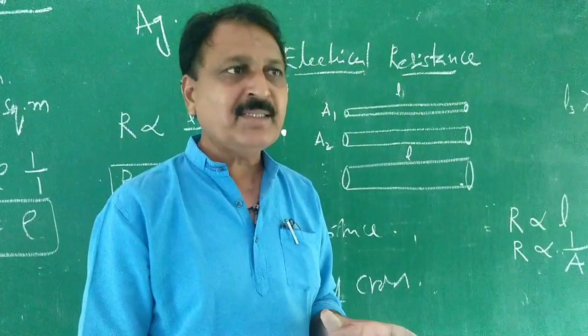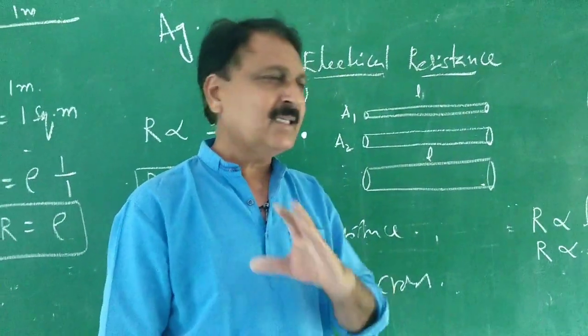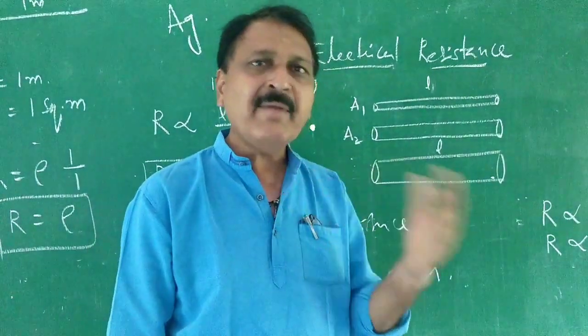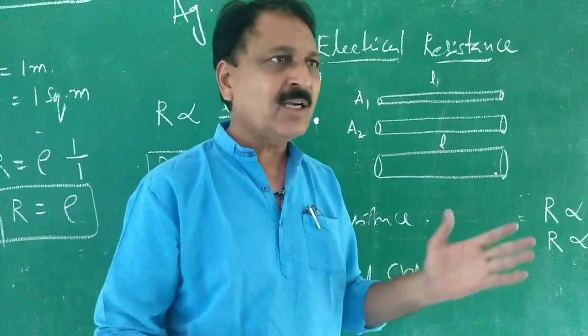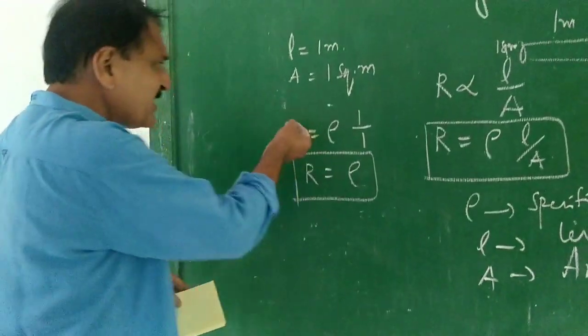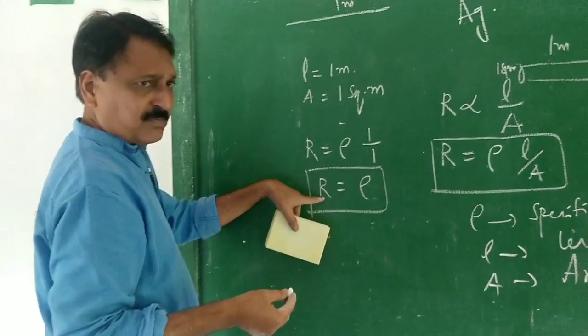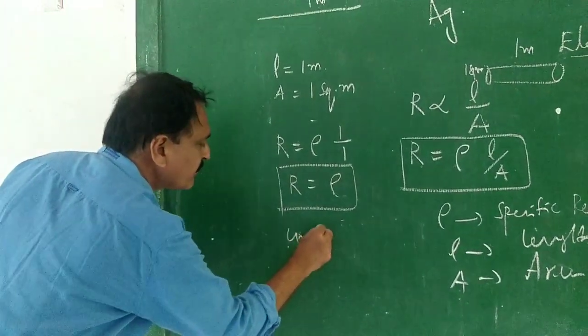Once again I am repeating, the specific resistance is purely the property of the material. It doesn't depend upon the dimensions of that particular object or material. It will not depend upon the dimensions. So finally, let us see what is the unit to measure rho, specific resistance.